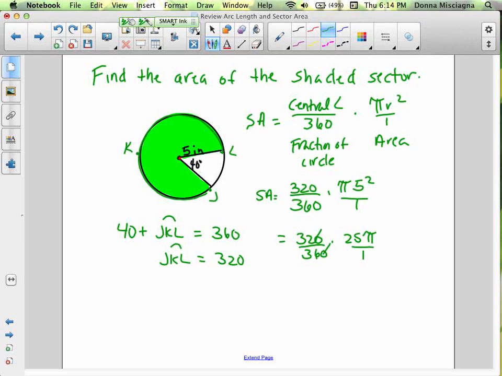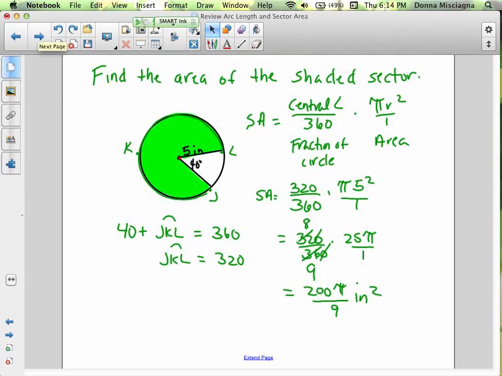Cancel out those zeros. 32 and 36 are both divisible by 4. 32 divided by 4 is 8. 36 divided by 4 is 9. And that's going to be it. I don't need a calculator for this because that's like 8 over 4. So 200 pi over 9 inches squared is our sector area. And that's all there is to that one. All right, so I hope this is helping you out.